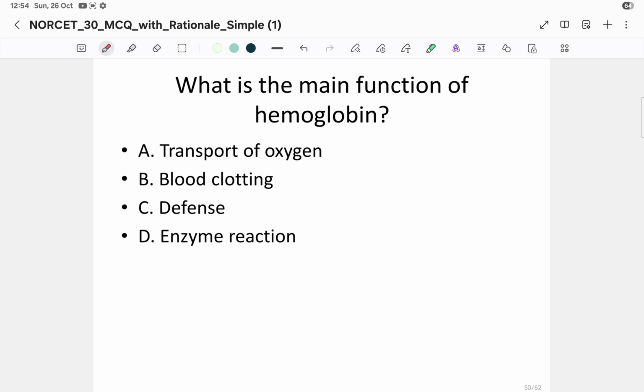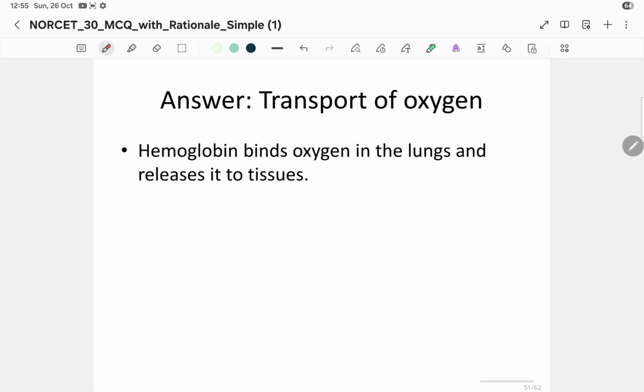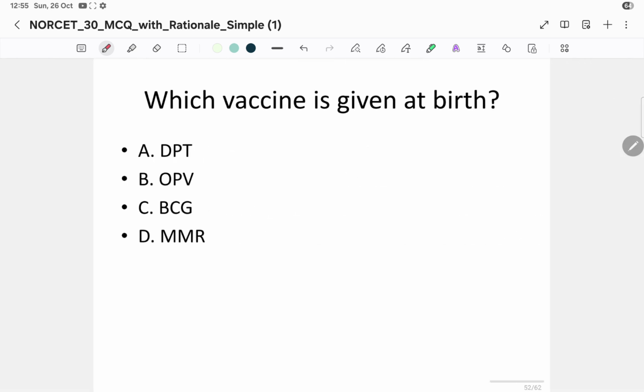Next, what is the main function of hemoglobin? A. Transport of oxygen. B. Clotting factor or blood clotting. Option C. Defense. Option number D. Enzyme reaction. And the correct answer is A. Transport of oxygen. Hemoglobin binds oxygen in the lungs and releases it to the tissues. Clear?